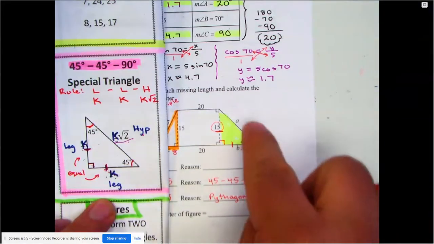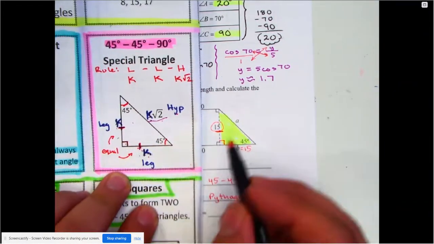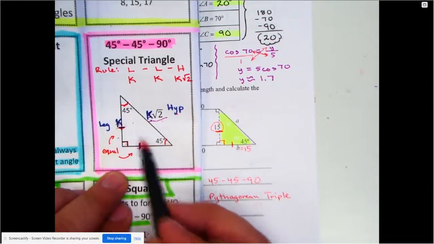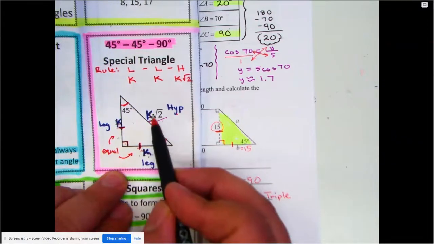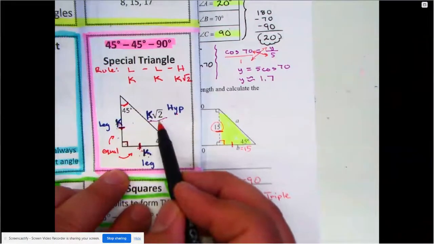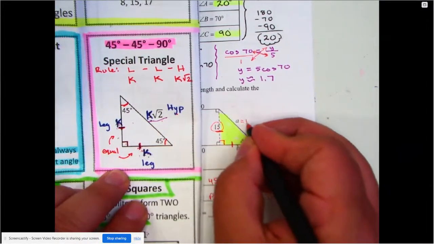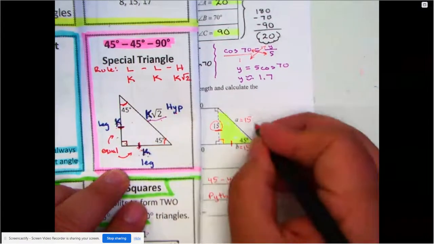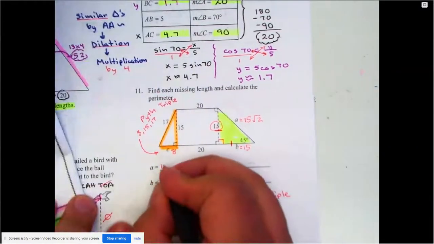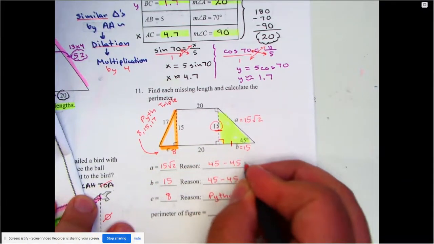Which brings us, of course, to this last missing piece. Well, it's still part of this picture. And notice, if these are equal to each other, it says this is K, then this is the same number, K, whatever it is, with the radical 2 next to it. Well, if that's 15, this is 15, then this is 15 with a radical 2 next to it. And there's my solution for this one, 15 radical 2, because of the 45, 45, 90.